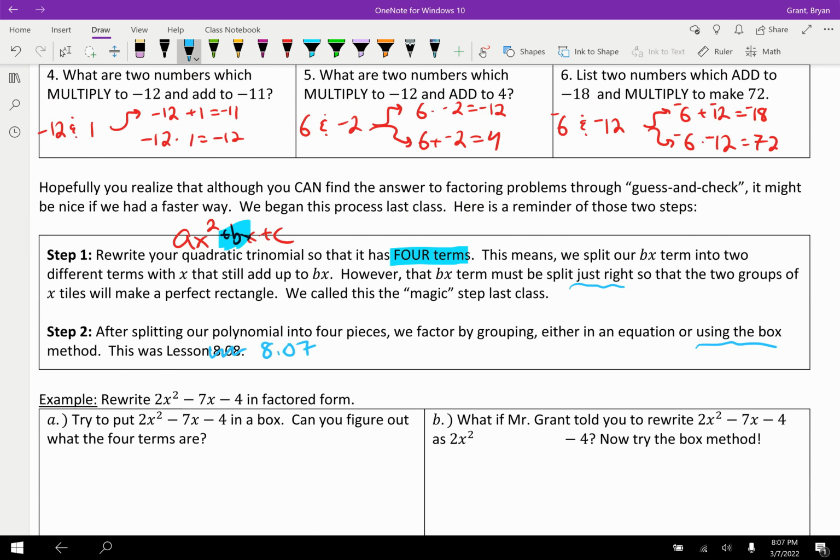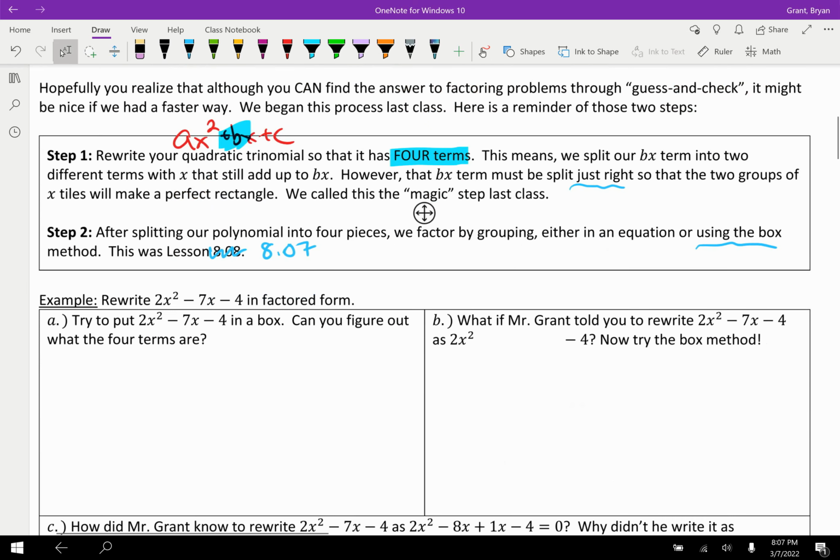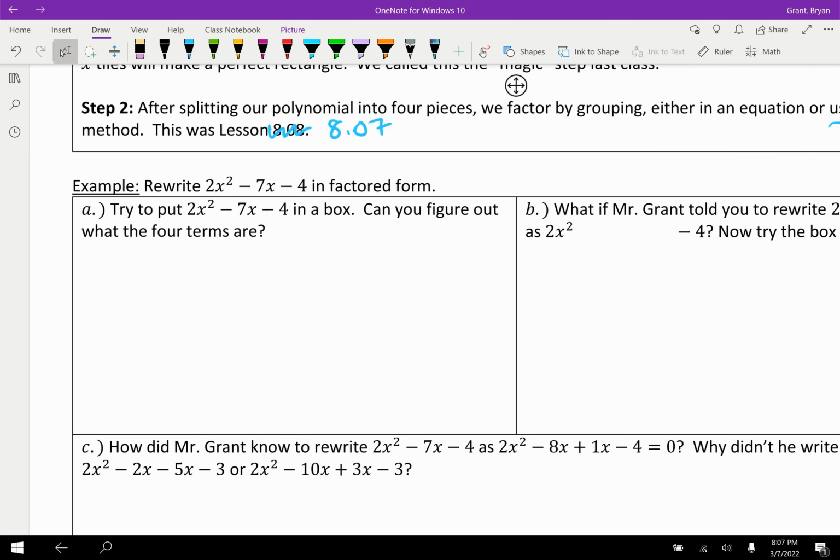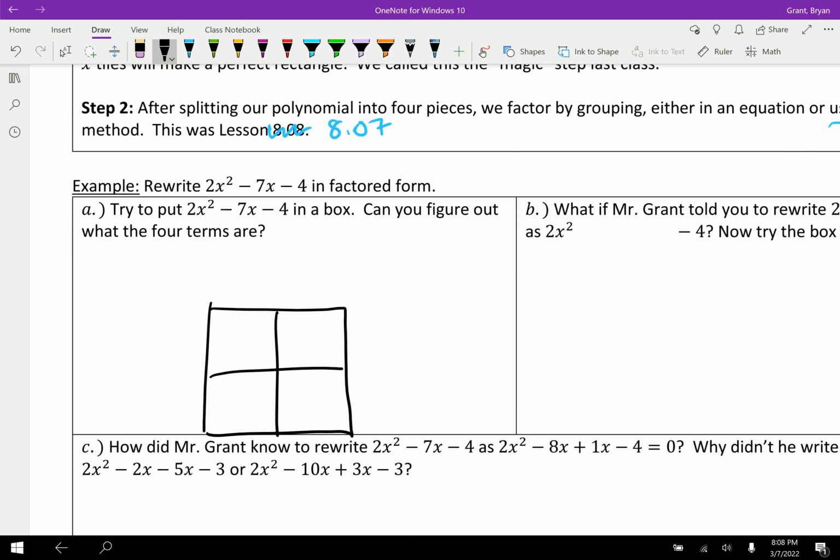Okay, so let's go ahead and try this. Try to put 2x squared minus 7x minus 4. Can you figure out what the 4 terms are? Let's give it a shot. So we have 2x squared, we know goes in the upper left. Negative 4 goes in the lower right. But then this negative 7. Well, think about how you could split negative 7, right? Can you think of ways that we could get back to negative 7?